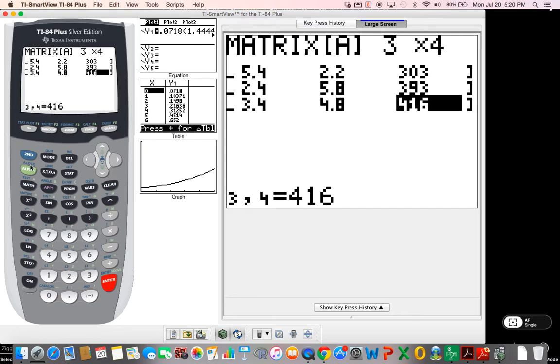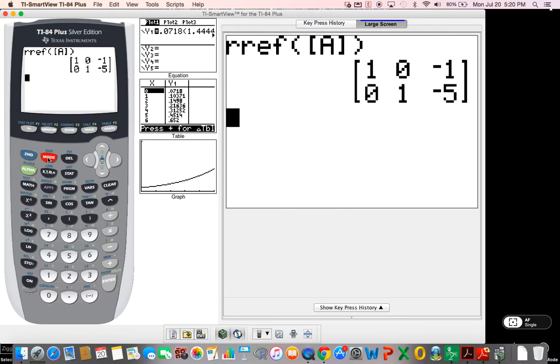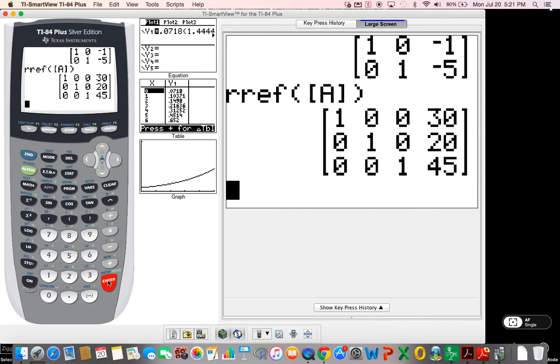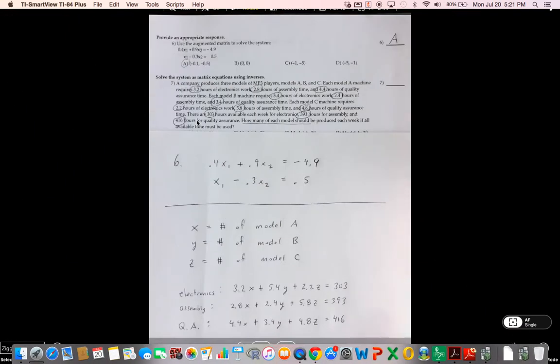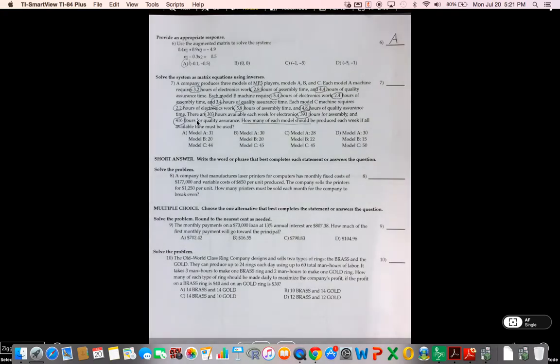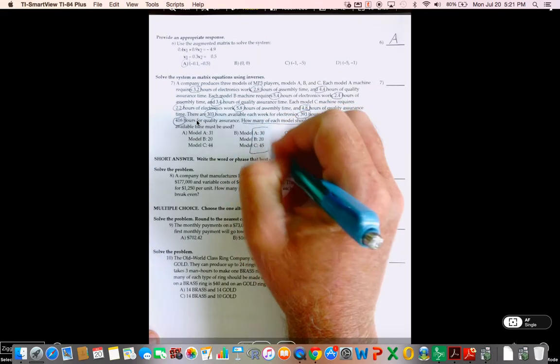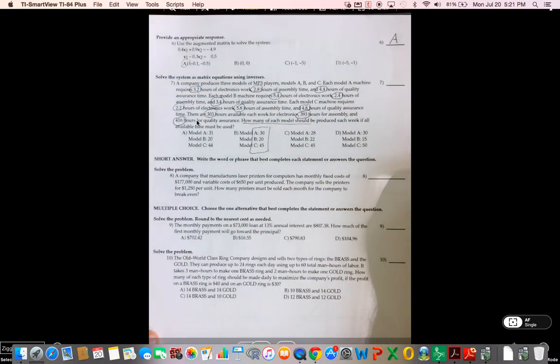All right, second function, quit. I'm just going to pull that down from above because I'm using the same matrix A. And I can see that I get 30, 20, and 45. So I go to my answers and try to find 30, 20, and 45, and I can see that I get that right there. So the correct answer must be B.